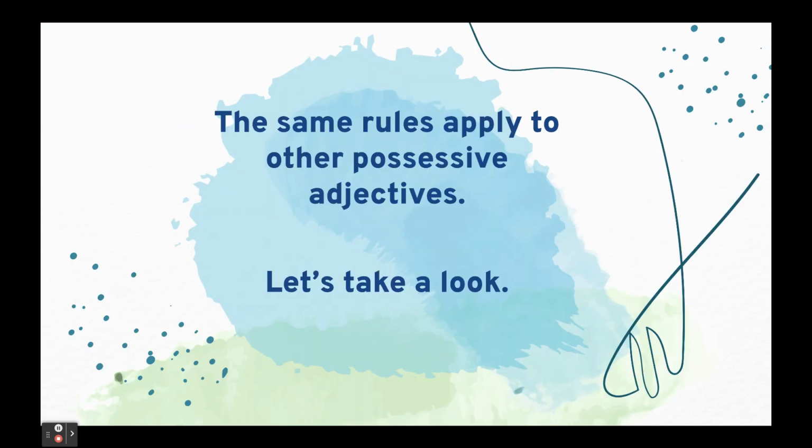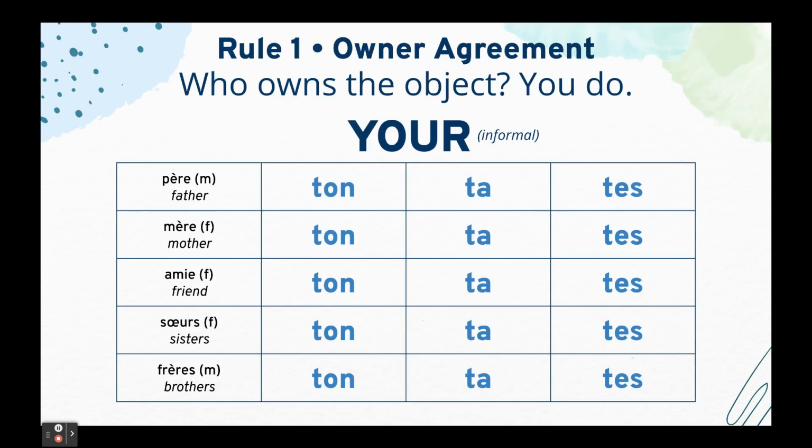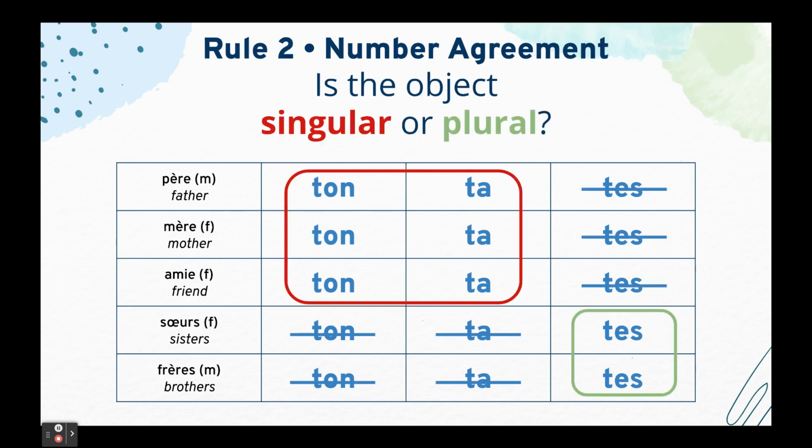All right, the same rules apply to other possessive adjectives. Let's take a look. So, rule number 1, owner agreement. Who owns the object? You do. Your. Now we're talking in informal text, which is tu. So our options are ton, ta, and tes. Number agreement. Rule number 2, is the object singular or plural? If it's singular, we can only use ton or ta. If it's plural, we only use tes.